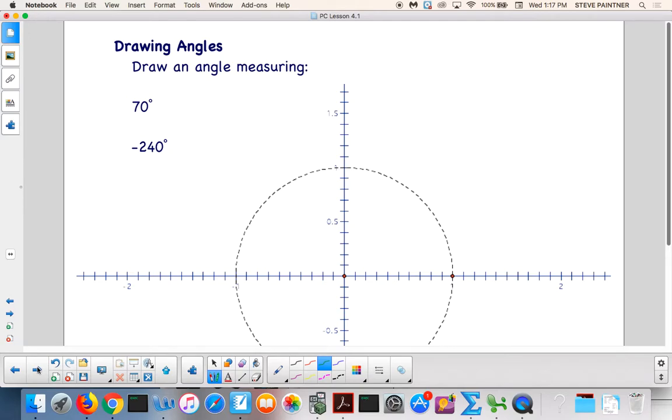Okay, so would you please do me a favor and just sketch. It's just a sketch. You're not going to be perfect. I'm not giving you a protractor. Just show me what a 70 looks like. And then after that, show me what a negative 240 looks like. You just got to be in the right ballpark.